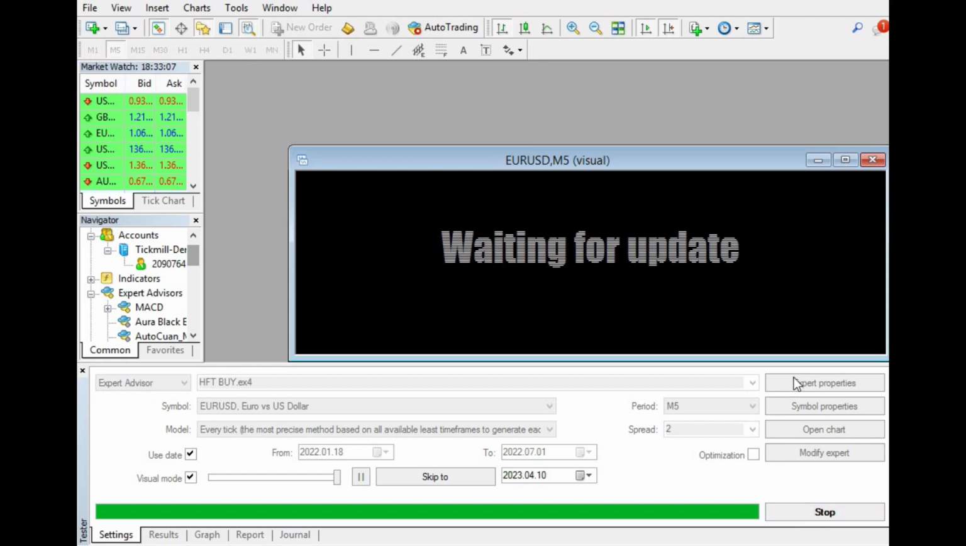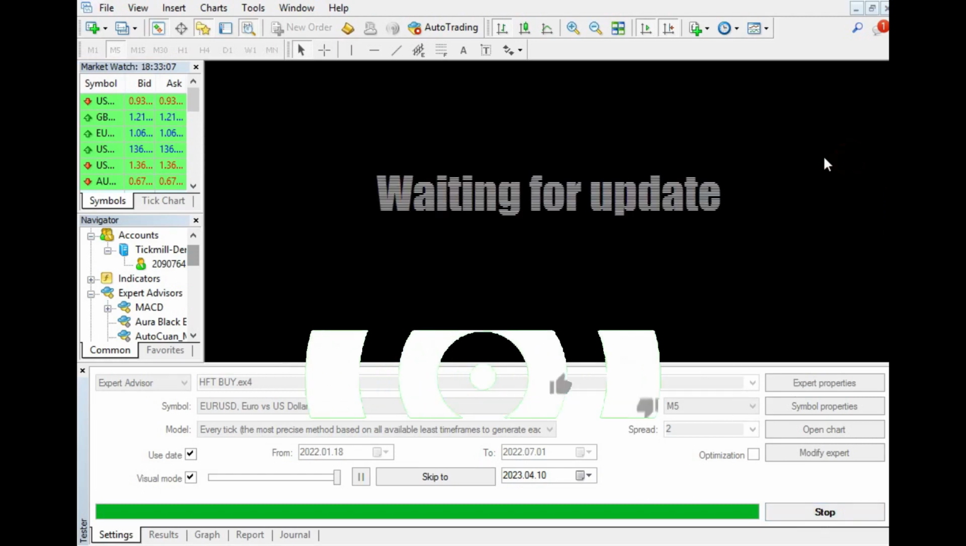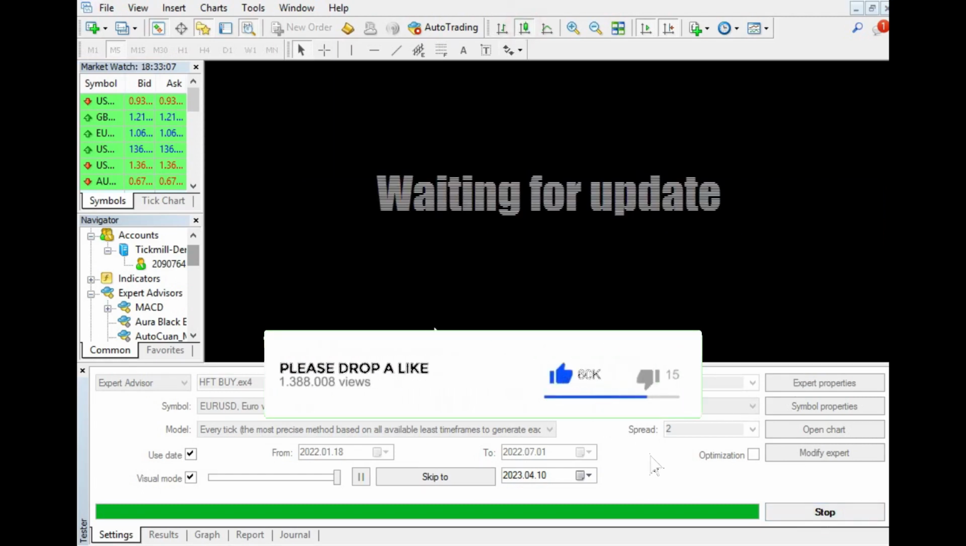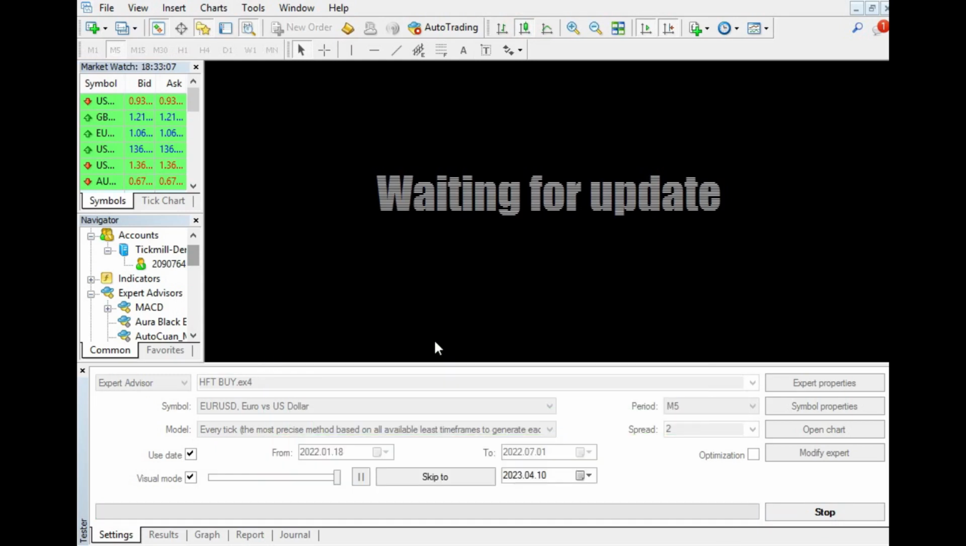The EA works with various currency pairs, but it has been optimized to perform most effectively with the EURJPY, USDJPY, and PUSD pairs on the M5 timeframe.